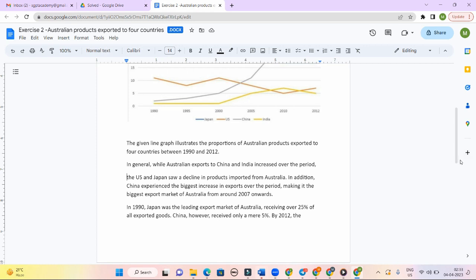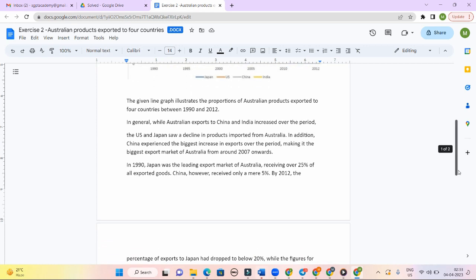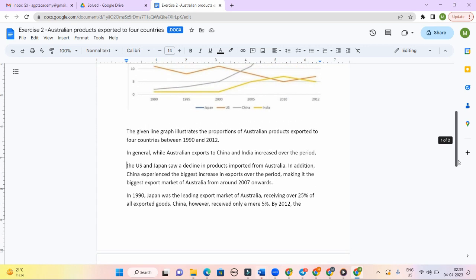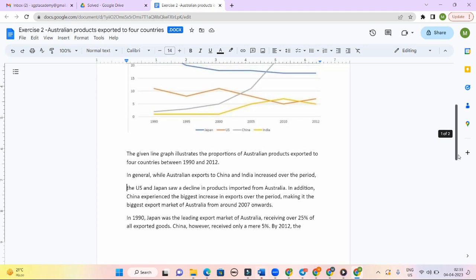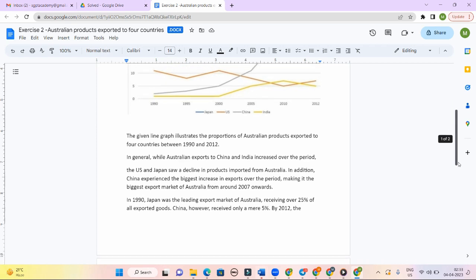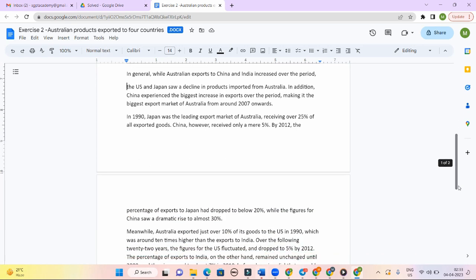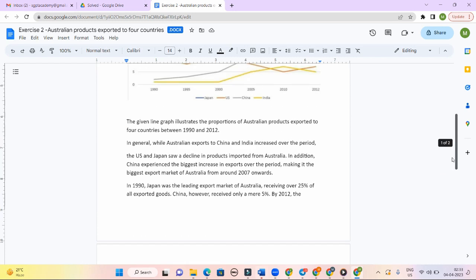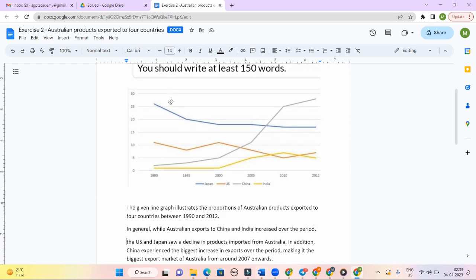Now coming to the detailed part. In 1990, Japan was the leading export market of Australia, receiving over 25% of all exported goods. China, however, received only a mere 5%. So in the third paragraph, you will give the description of each line graph. By 2012, the percentage of exports to Japan had dropped below 20%. You can see from this graph.